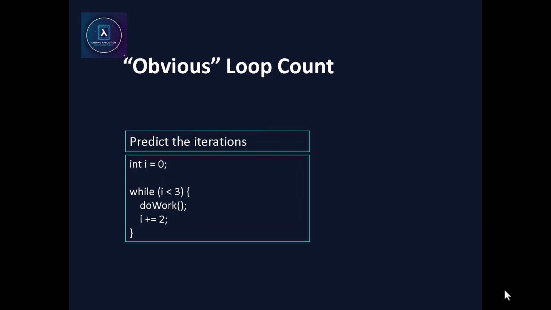Most developers predict 3 iterations. Now trace. Start. i equals 0, gate open, run, i equals 2. Next i equals 2. Gate open, run, i equals 4. Next i equals 4. Gate closed. 2 iterations. The loop didn't stop early. Your mental execution skipped a state update. The loop stops when the gate closes, not when the work feels done.